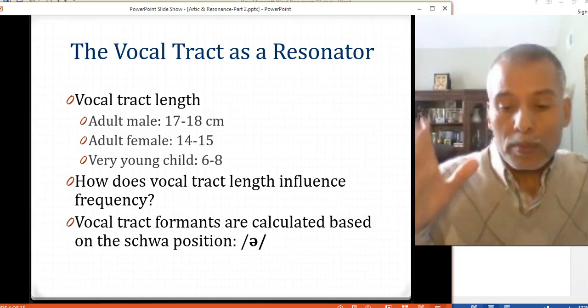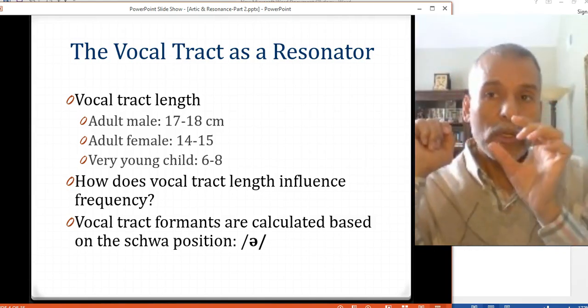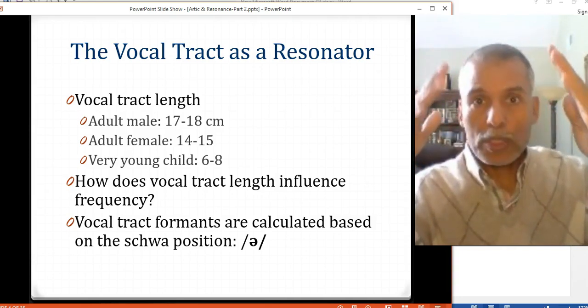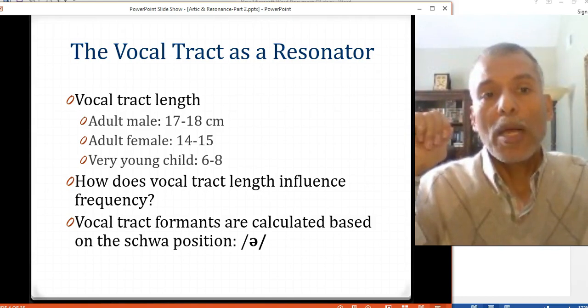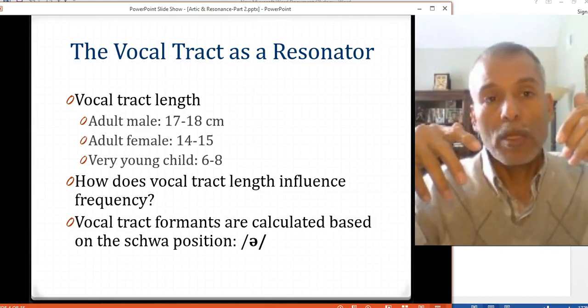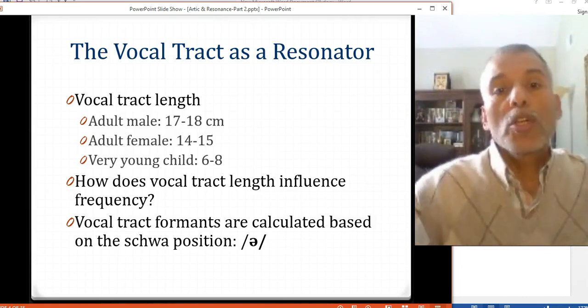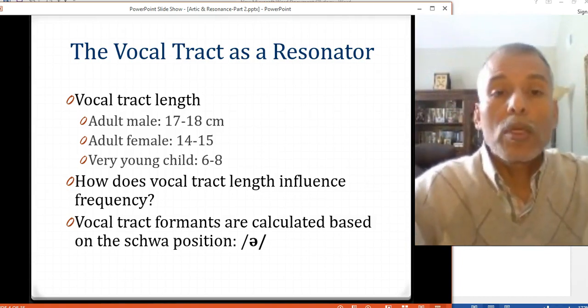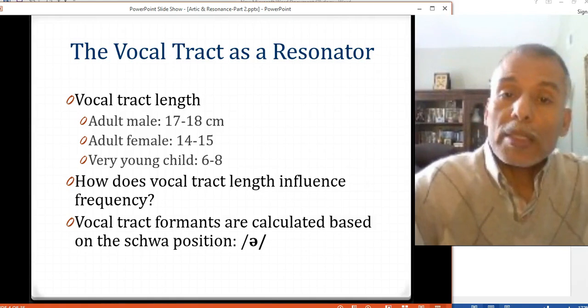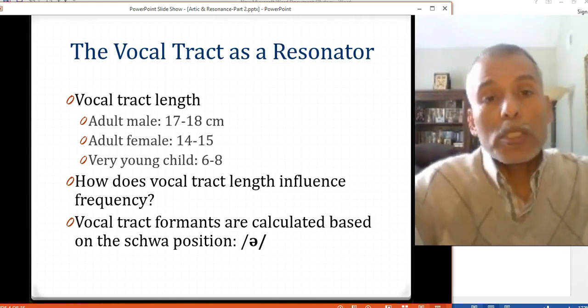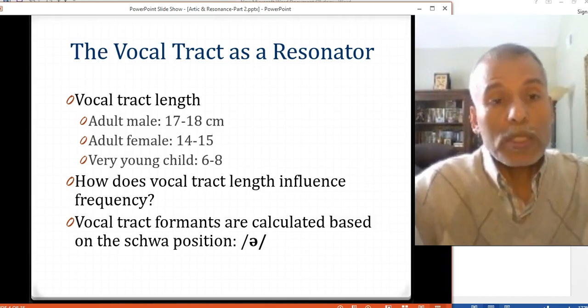So all of these tell us that the shorter the vocal tract is, the higher the frequency, because if you go back to the beginning, the first few classes, we discussed the relationship between volume and frequency in general, and length and frequency. So now, how does the vocal tract length influence frequency? Simply, as I mentioned, the longer the vocal tract is, the lower the resonant frequency, and vice versa.